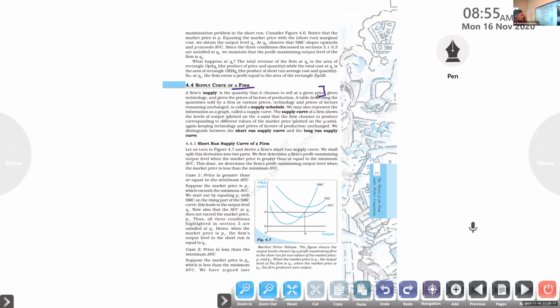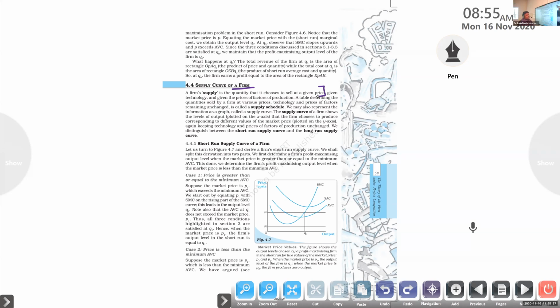If you observe the market, we can find that the price of commodities will always fluctuate. It will always change. It will not remain constant for a long period of time. At any time, we can say that there will be a slight fluctuation. So a firm supplies the quantity that it chooses to sell at a given price.